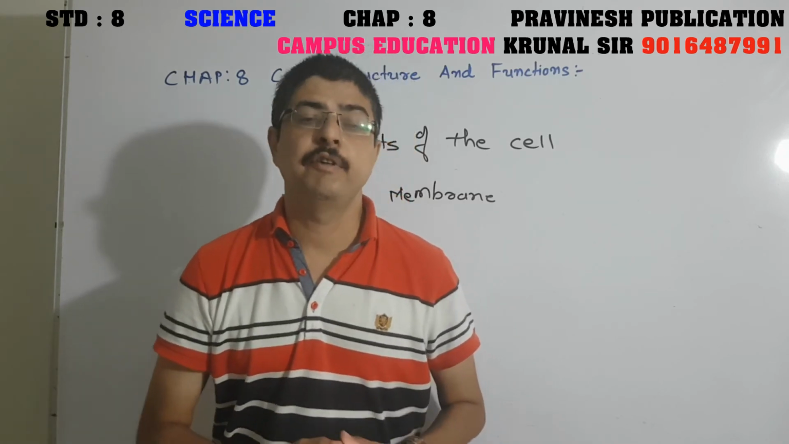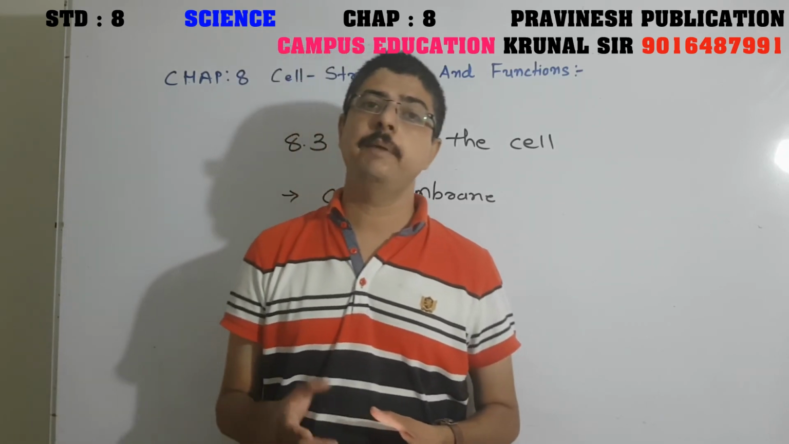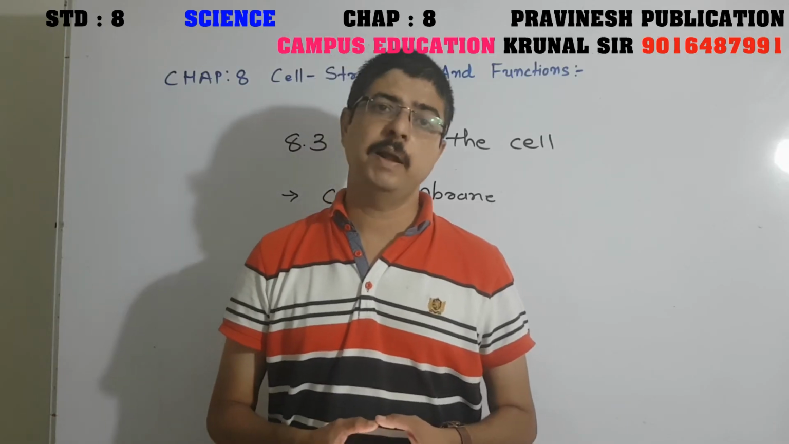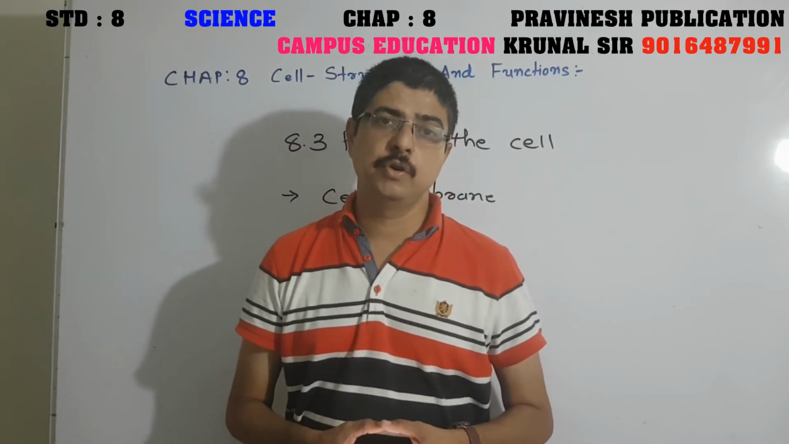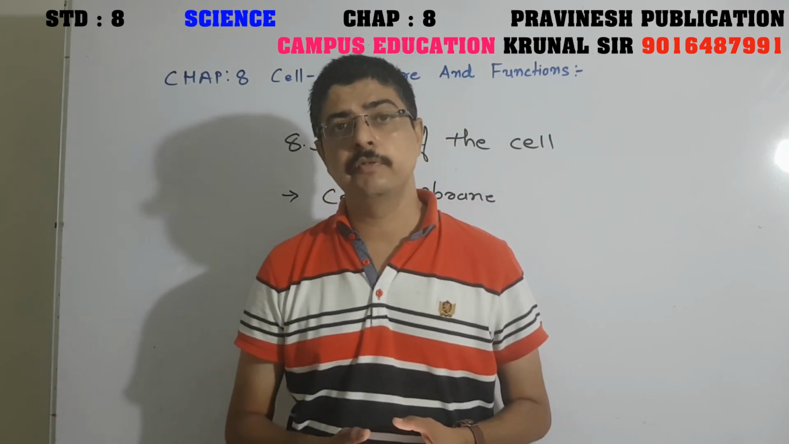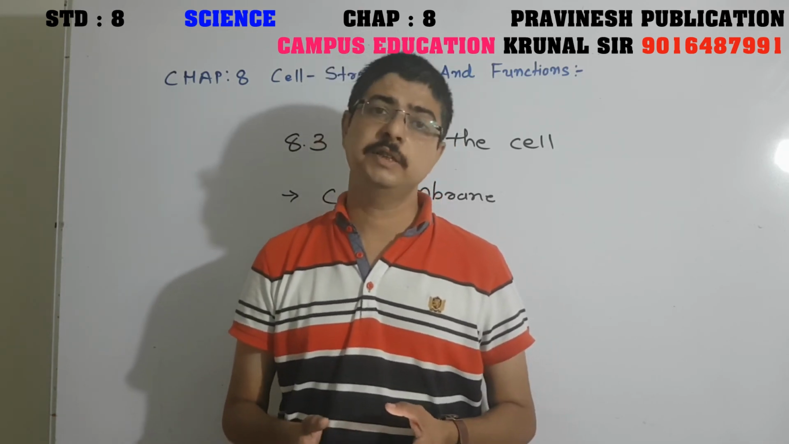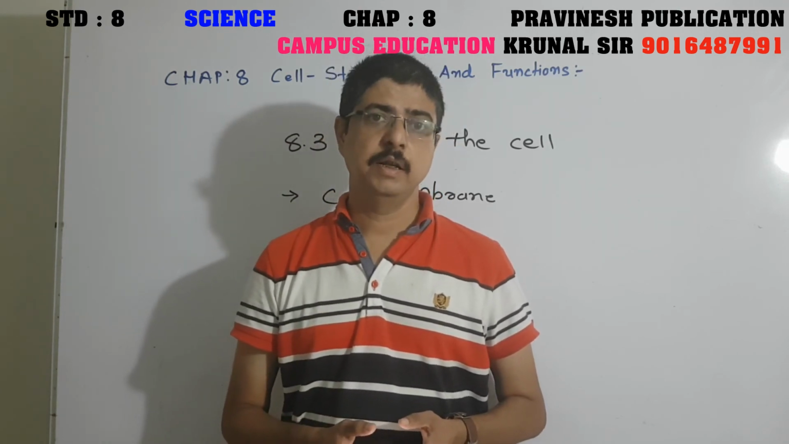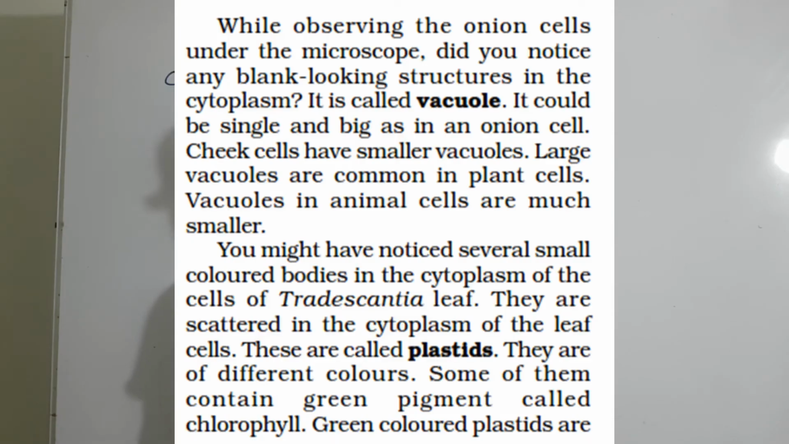Friends, vacuoles. What is the meaning of vacuole? These are the empty spaces present in the cell. You can see in the diagram, the animal cell has a smaller vacuole, and the plant cell has a larger vacuole. In a plant cell, the size of the vacuole is up to 90% of the cell. What is the function of vacuoles? It stores some waste material as well as some foodstuffs.